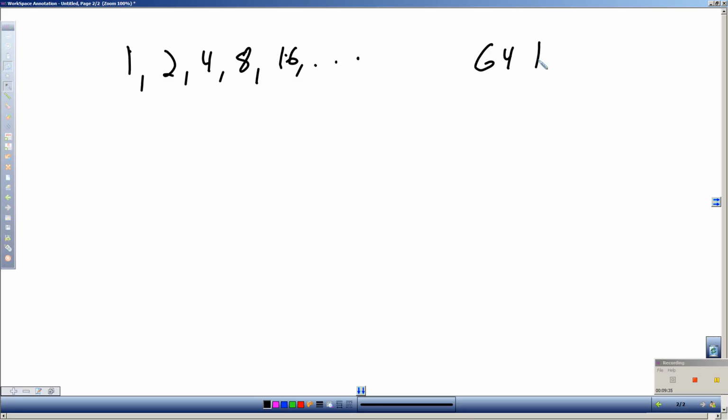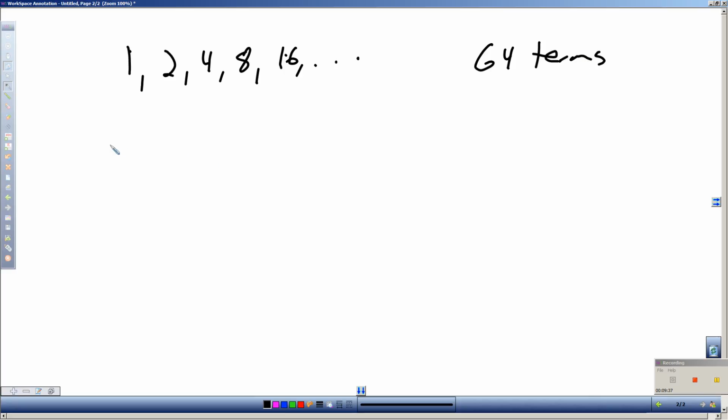So we have the terms 1, 2, 4, 8, 16, and so on. How would we add up? So how many squares are there on the chessboard? 64. Okay. So we want 64 terms added together.